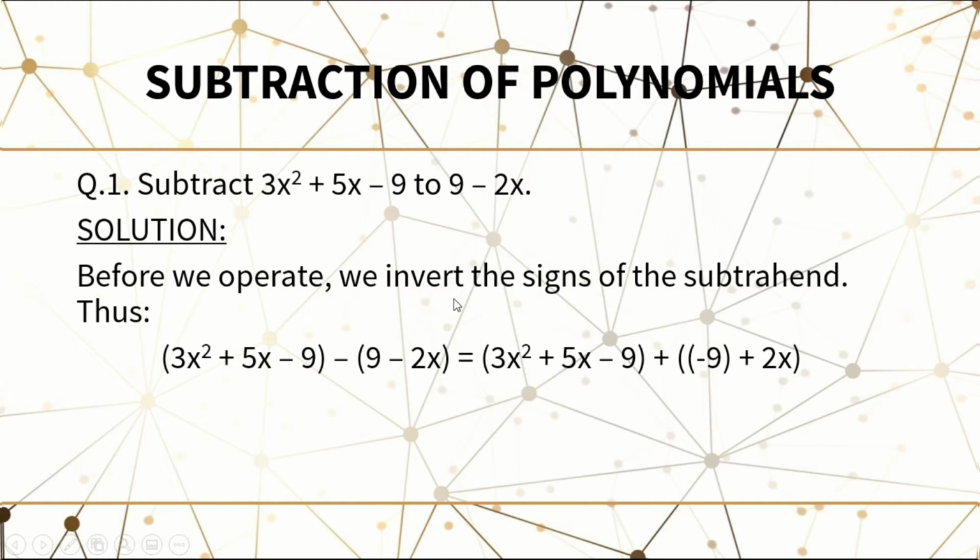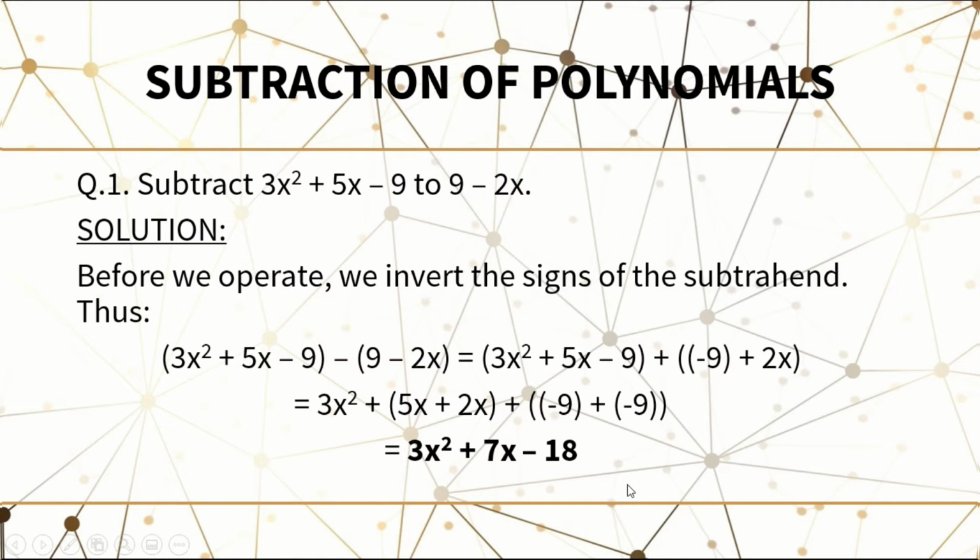So, dito, mapapansin natin yung 9 minus 2x, kapag in-invert na natin yung sign niya, yung 9 ay dahil positive yan ay magiging negative 9. Tapos yung 2x dahil negative yan ay magiging positive. Kaya we have 3x squared plus 5x minus 9 plus negative 9 plus 2x. So, sana na-guess din nyo yun. Then, we simply combine the like terms. Ayan. So, just combine them, tapos ito ang magiging sagot natin. 3x squared plus 7x minus 18.